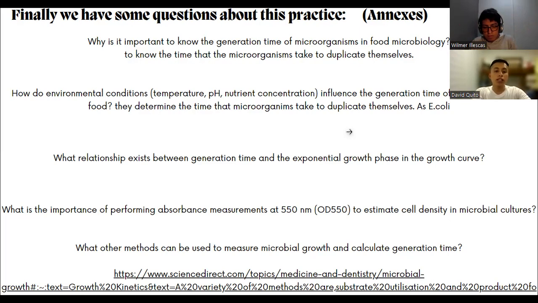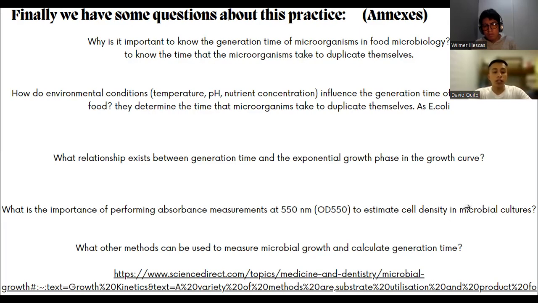The third question is, what relationship exists between generation time and the exponential growth phase in the growth curve? The relationship is that the generation time is related to the exponential growth phase, represented in a growth curve. In this phase, microorganisms multiply rapidly, leading to a rapid increase in population size. Specifically, generation time denotes the time required for the population to double during the exponential growth phase.